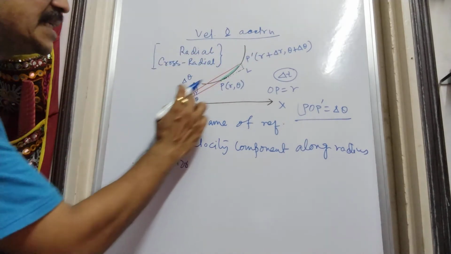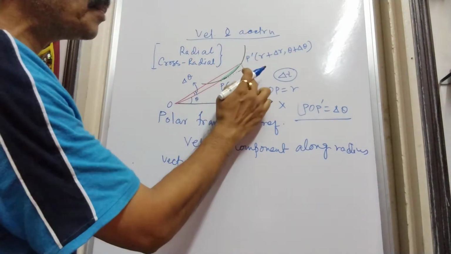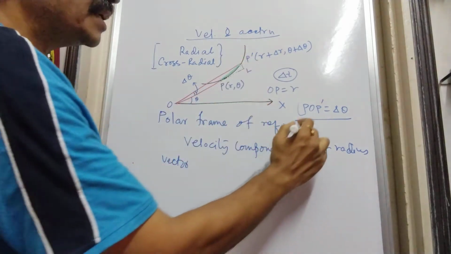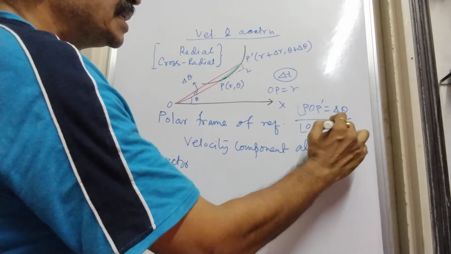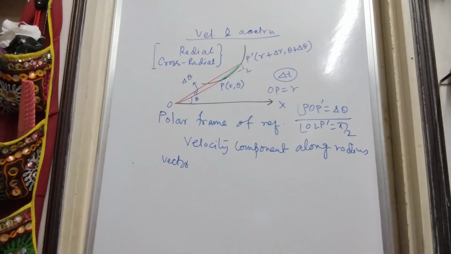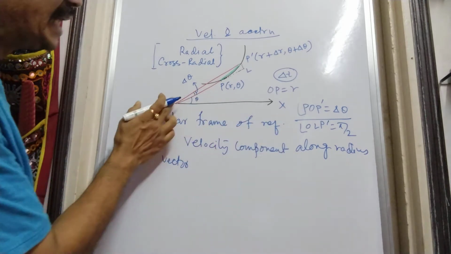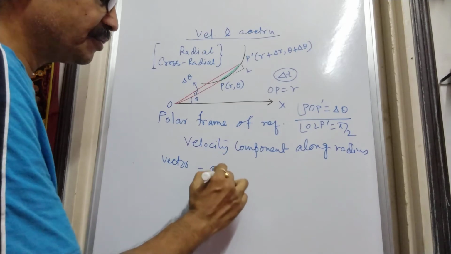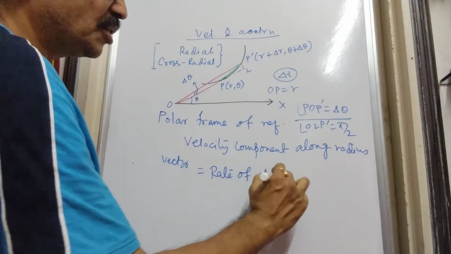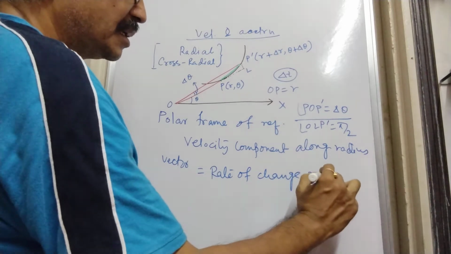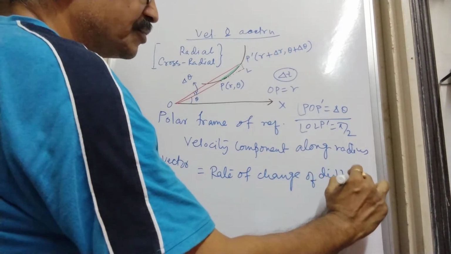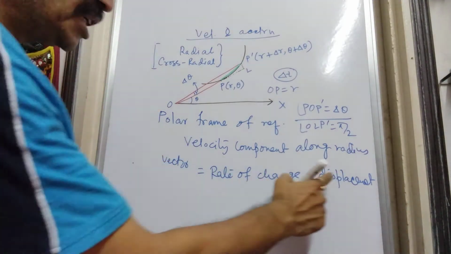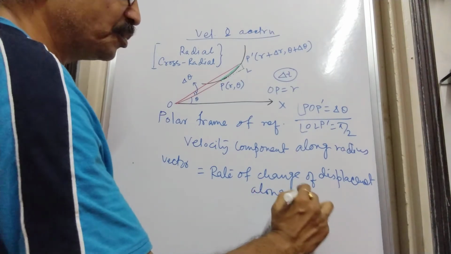Now we extend this radius vector OP to L and drop a perpendicular P prime L on OPL. So this angle OLP prime is a right angle. And so what is the velocity component along the radius vector OP? Obviously the velocity component is the rate of change of displacement. We all know that the rate of change of displacement is the velocity. So it is the rate of change of displacement along the radius, along OP.